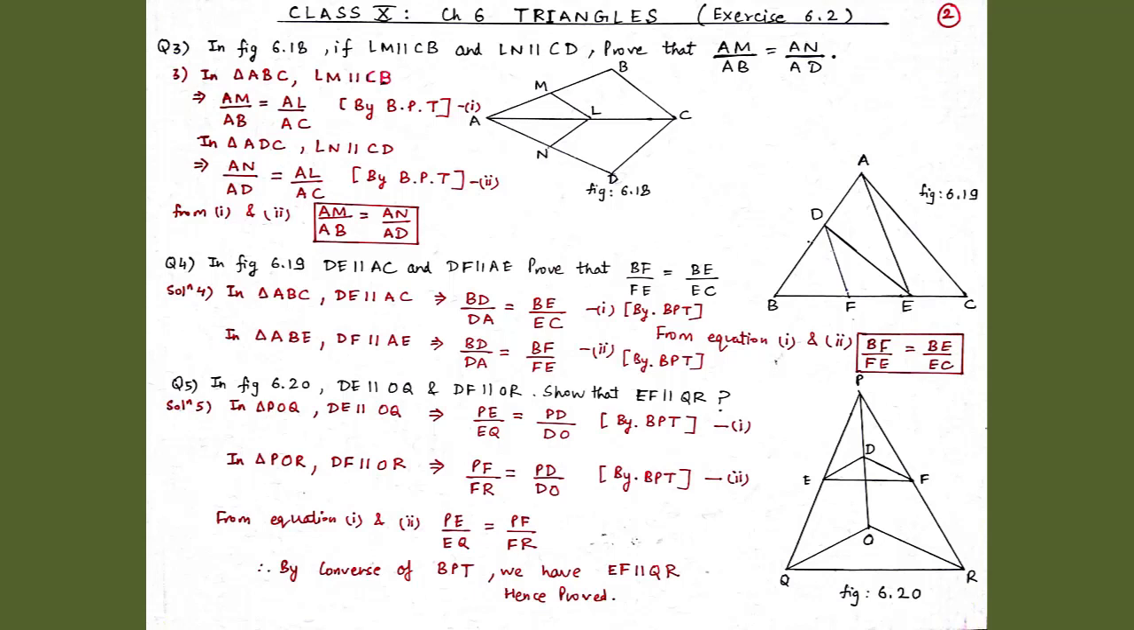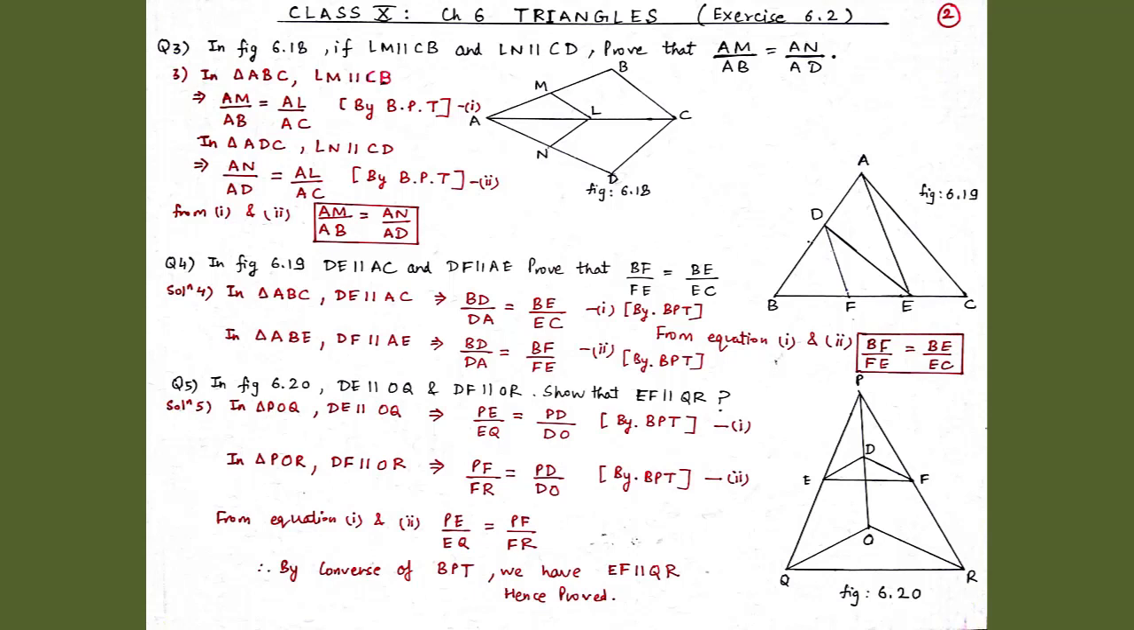So again we will apply BPT. Therefore we get AN upon AD is equal to AL upon AC. And now from first and second we get AM upon AB is equal to AN upon AD. So hence proved. And now our second question for today is, in figure 6.19, DE is parallel to AC and DF is parallel to AE. Prove that BF upon FE is equal to BE upon EC.